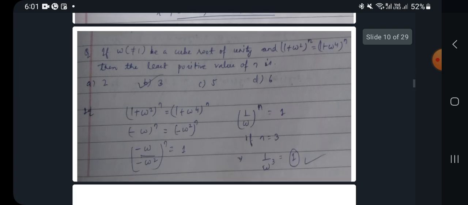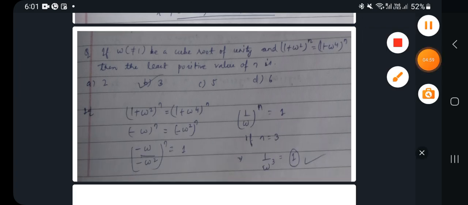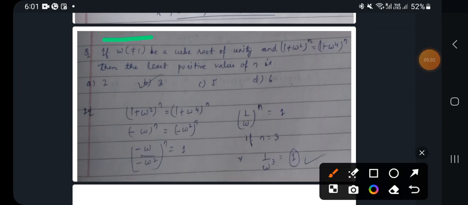Next question is: omega is not equal to 1, which means we have taken the imaginary cube root of unity, and (1 plus omega square) whole power n is equal to (1 plus omega raised to the power 4) whole power n. And the least positive value of n is.